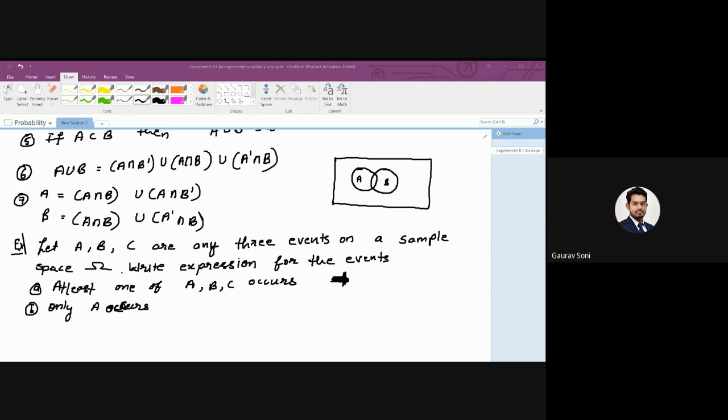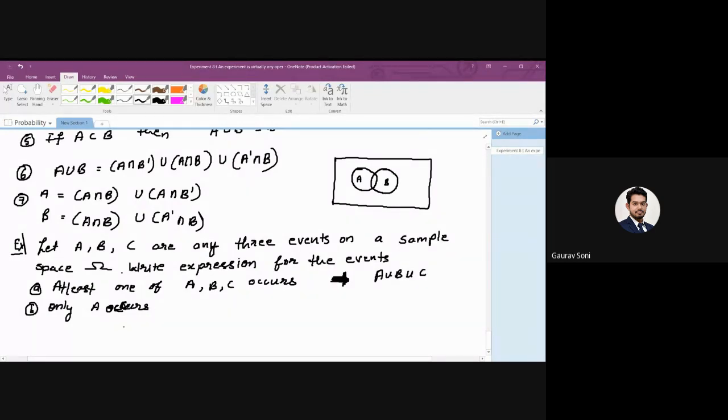Am I clear? Have you understood what you have to do here? Yes, sir. So you need to create an event which will occur if the outcome is from A or B or C. A union B union C. Exactly. A union B union C.